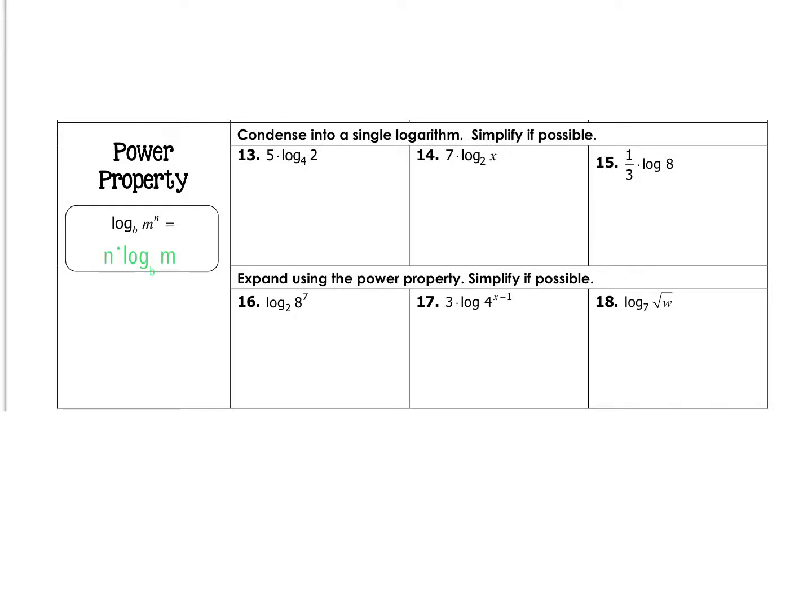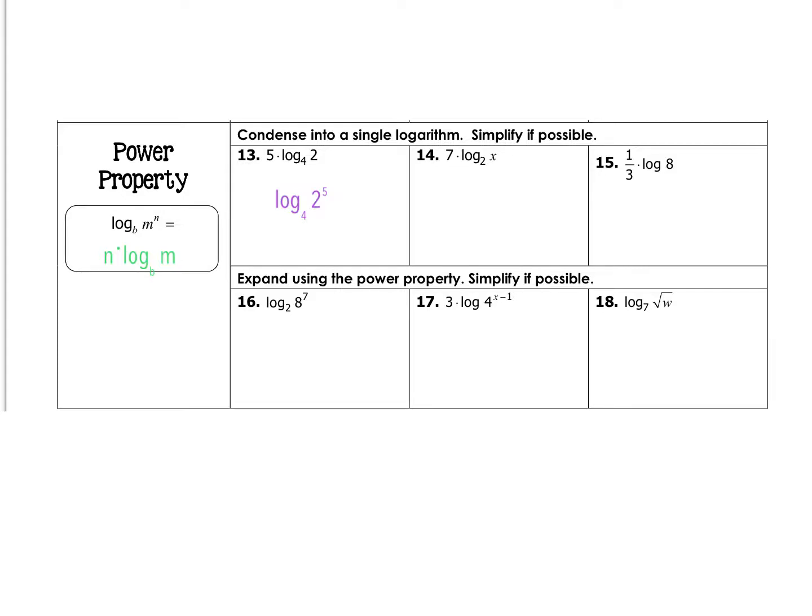So let's go ahead and try some problems out. So number 13 says 5 times log base 4 of 2. So it wants me to condense into a single logarithm. So right now it's currently in this state, and I need to put it into the condensed form. So I know that to put it in the expanded form, I simply took that exponent and put it out front. So that means that this 5 is now going to be put back as the exponent of the 2. So my answer to number 13 would be log base 4 of 2 to the 5th.